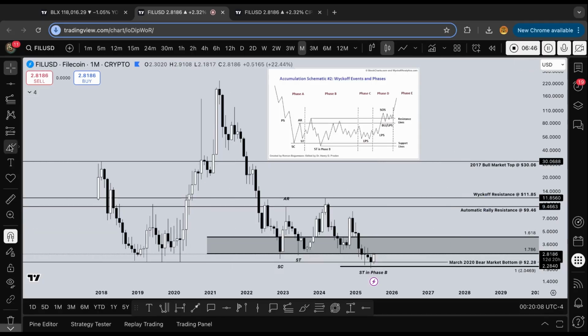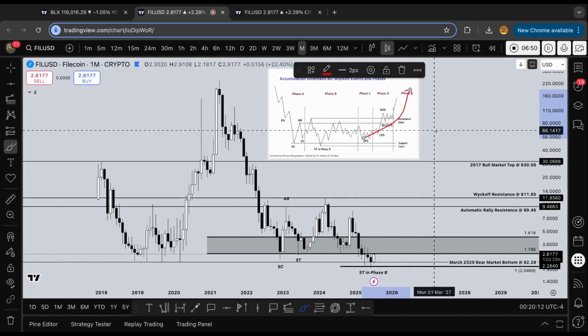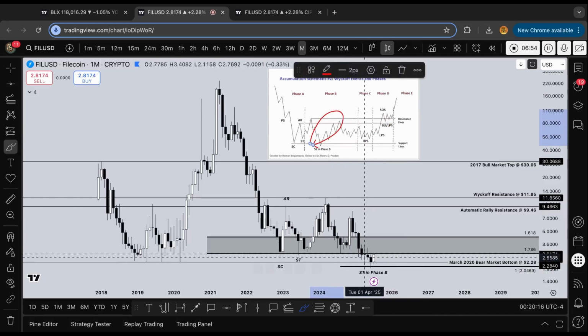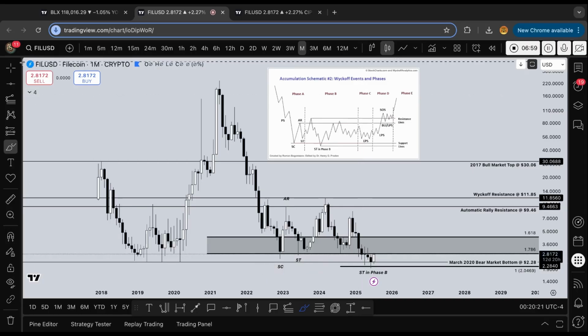Okay. So basically, like I said, I'm not really playing for the whole entire accumulation breakout. I'm just playing for this rally back up to the Wyckoff resistance levels, because that's still roughly a 4 to 5x, which, given how this current alt season has been playing out, a 4 to 5x is perfectly fine with me. You're literally buying Filecoin under $3 and you could be selling it at $9 to $11. So this isn't a 100x opportunity, at least in my opinion.